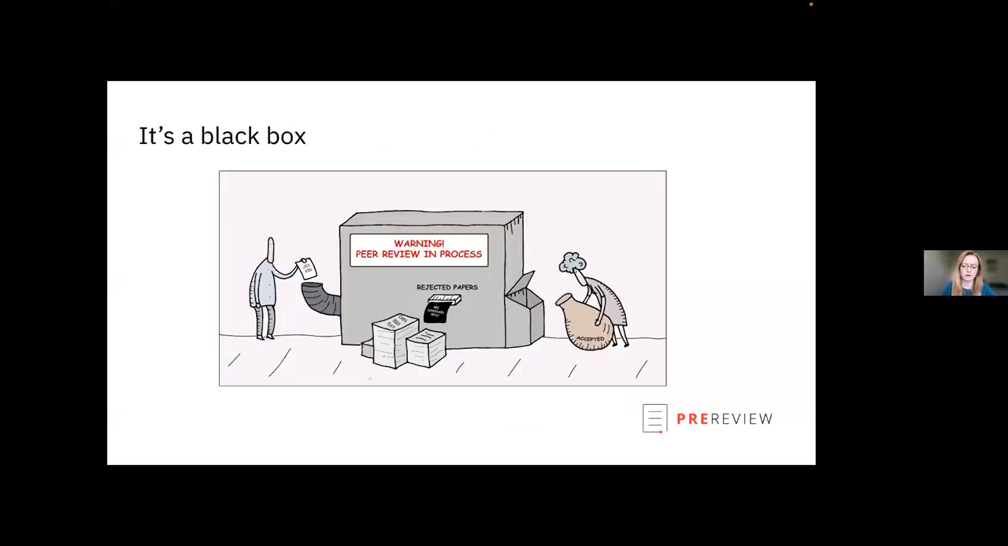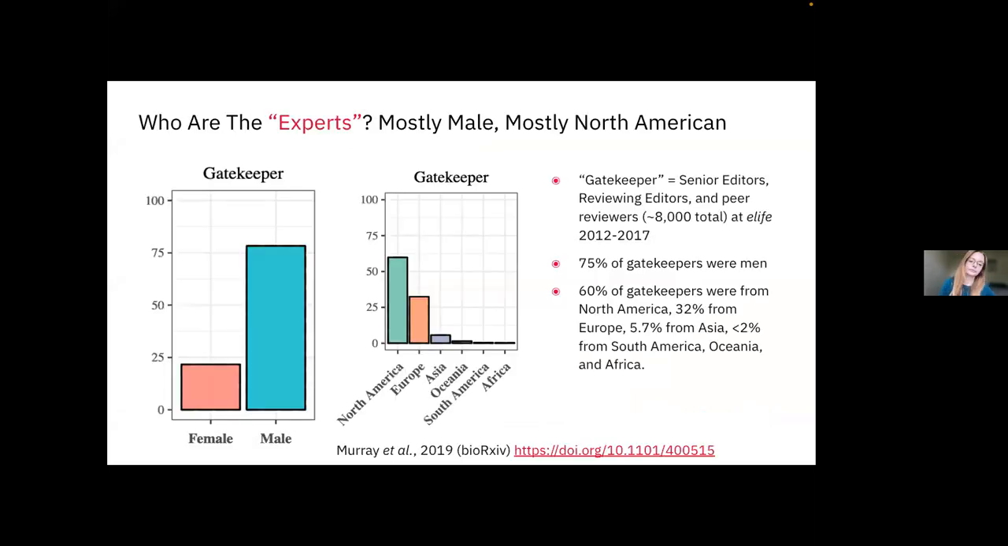It's also often depicted as a black box. Peer review is an opaque process over which few have control and knowledge of its mechanisms. And the opaqueness of the process is also what makes it so hard to evaluate objectively.